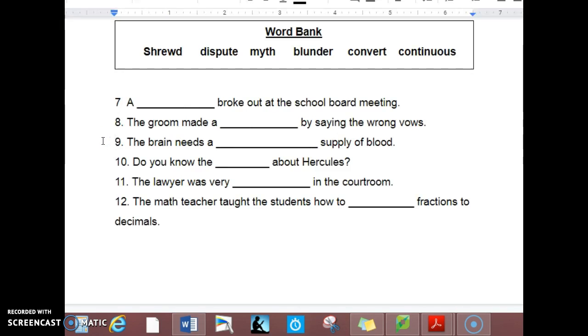Number 9. The brain needs a blank supply of blood. Number 10. Do you know the blank about Hercules? Number 11. The lawyer was very blank in the courtroom. And number 12. The math teacher taught the students how to blank fractions to decimals.